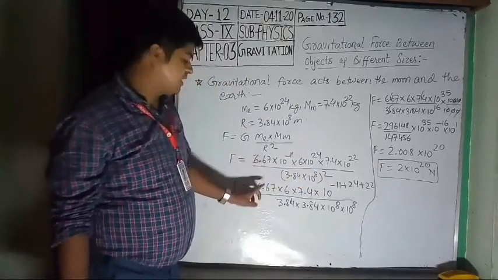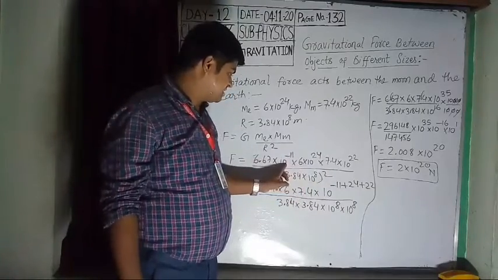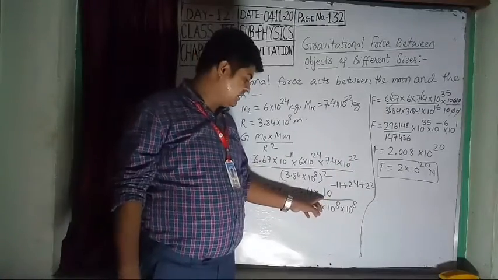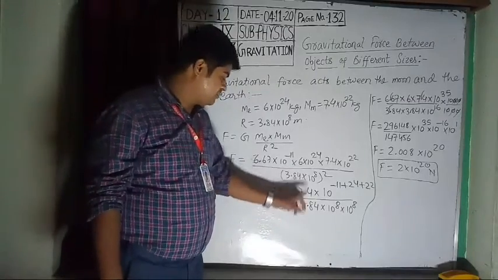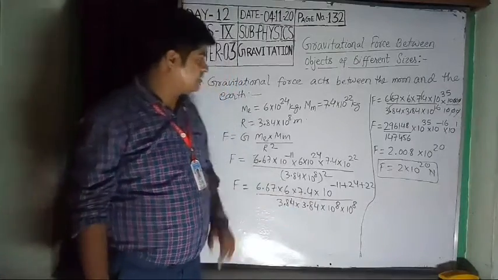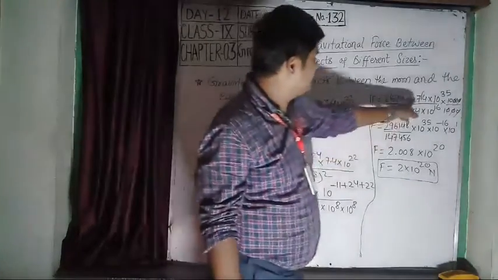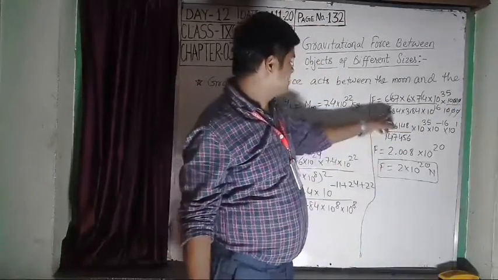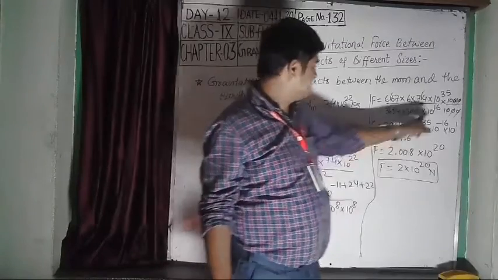Now 6.67 into 6 into 7.4, and the powers of ten are 10 to the minus 11, 10 to the 24, 10 to the 22. So you will write 10 to the minus 11 plus 24 plus 22 by 3.84 into 10 to the power 8 into 10 to the power 8. That means you will square all terms. Now F is equal to 6.67 into 6 into 7.4 into 10 to the power 35, by 3.84 into 10 to the power 8 plus 8, 16, 10 to the power 16.